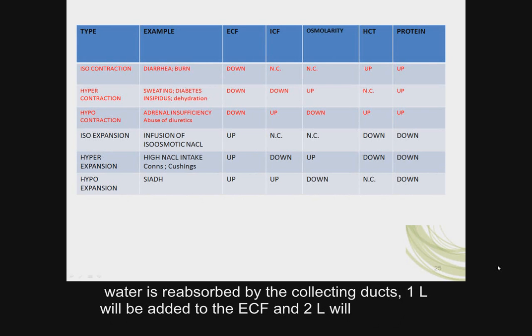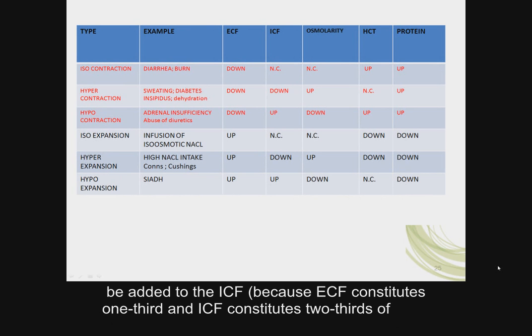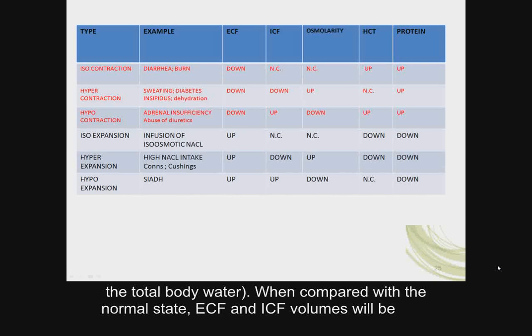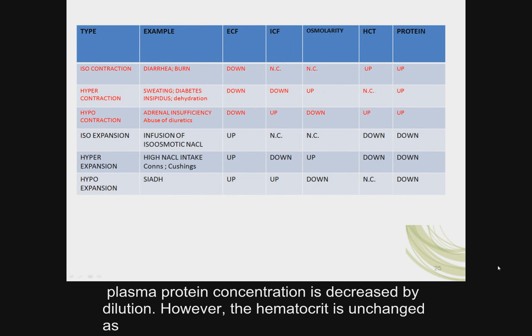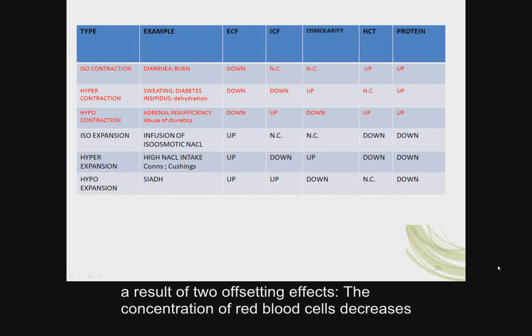For example, if an extra 3 liters of water is reabsorbed by the collecting ducts, 1 liter will be added to the ECF and 2 liters will be added to the ICF, because ECF constitutes 1/3 and ICF constitutes 2/3 of the total body water. When compared with the normal state, ECF and ICF volumes will be increased, and ECF and ICF osmolarities will be decreased.